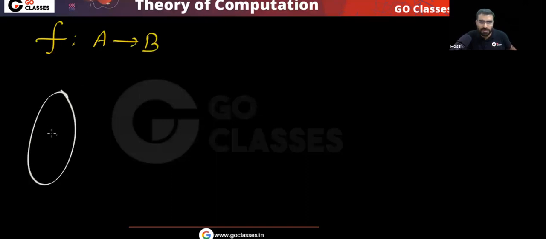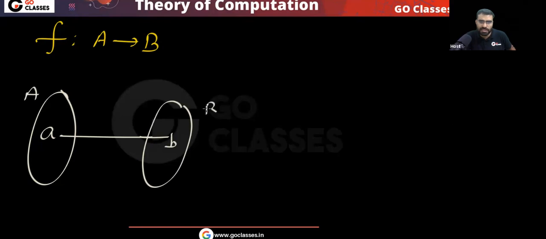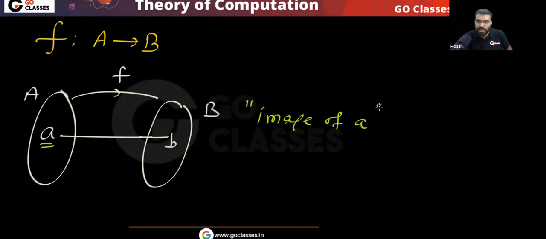So remember, let's assume you have a function from set A to set B, and let's assume that for this element a, the mapping is b. Remember, this is a mapping from set A to set B. Now, if for this element the image is b, then we will say that the image of a is b, or I can say that f of a is equal to b.